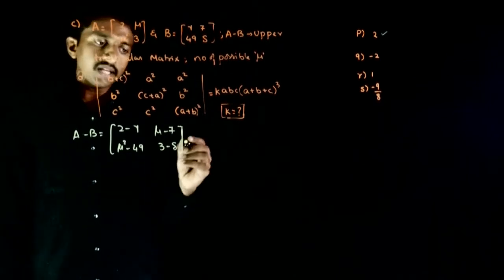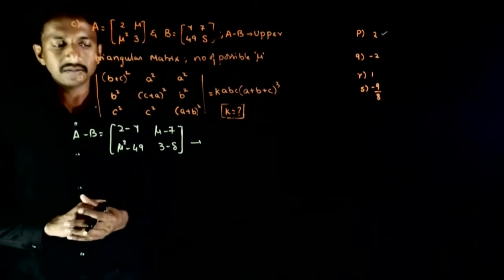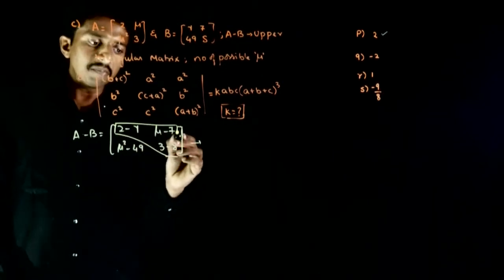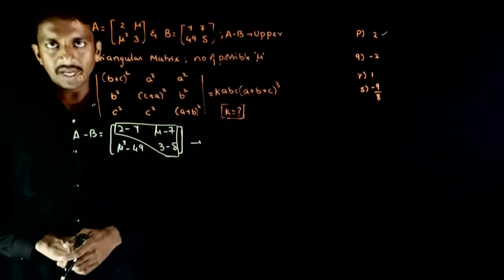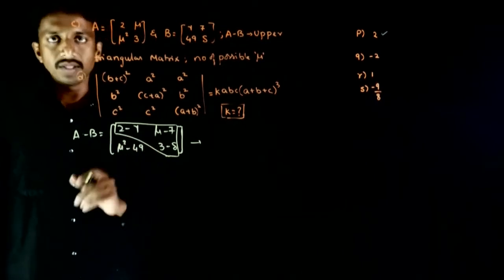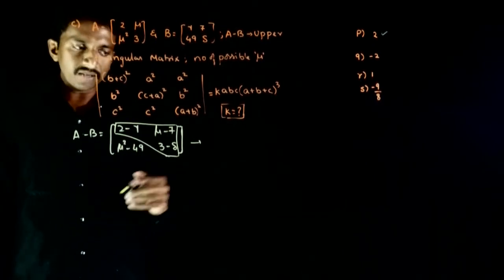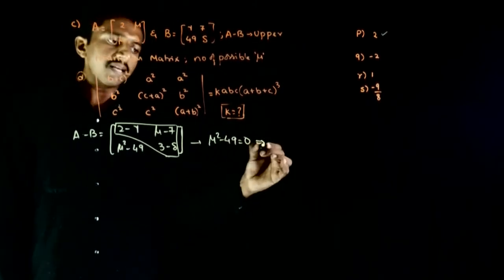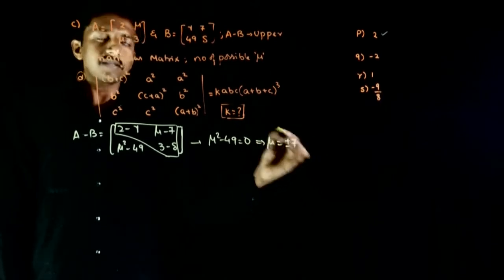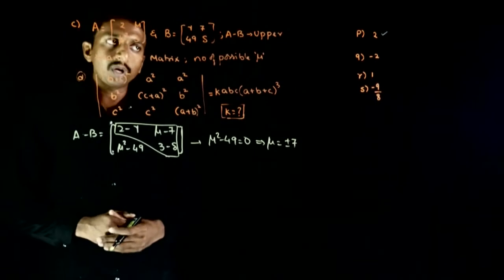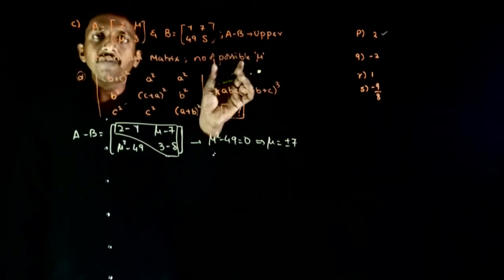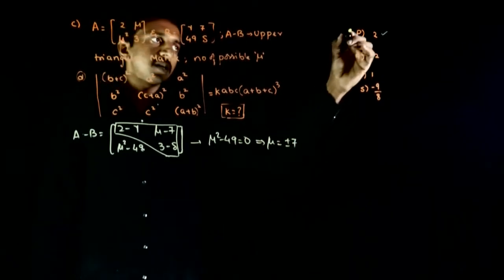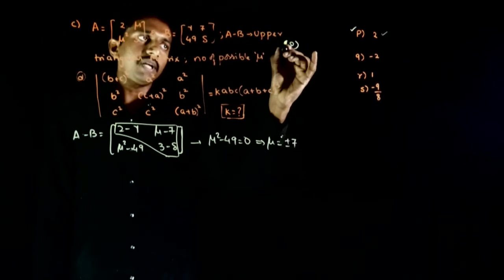So now what is given? A minus B should be an upper triangular matrix. What is the meaning of an upper triangular matrix? All the non-zero elements should be present only in the upper triangle, so the lower triangle should have all zeros. So mu square minus 49 should be equal to 0. This implies mu is equal to plus or minus 7. The question asked is the number of possible values of mu. So there can be 2 possible values for mu. So the answer is 2. So the third bit's answer is also E.